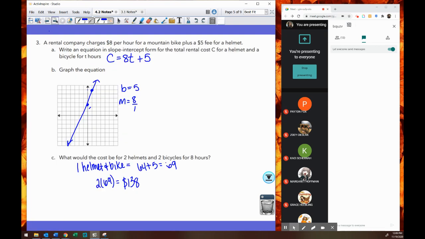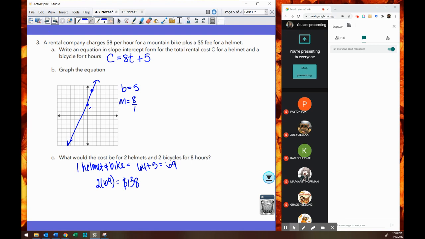Number 3, we had to write the equation. So $8 per hour and then $5 for a helmet. My y-intercept is 5. My slope is 8. So I went up. I counted by 2s, which is why it might look a little bit different than yours. So I went up 8 over 1.